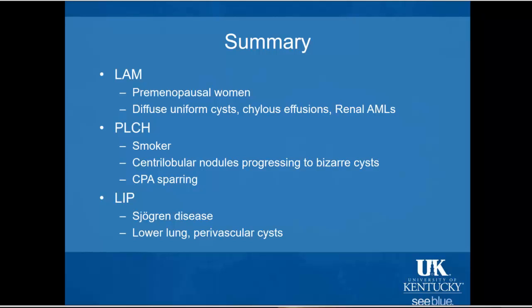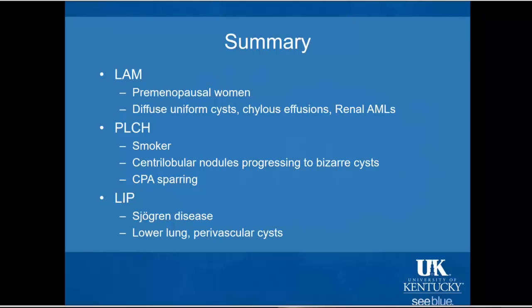And those two diseases are ones that you really, really want to be able to distinguish between. So LAM has those diffuse, uniform looking cysts, but PLCH has those upper lung predominant, bizarre looking cysts. And I find it useful to remember that in PLCH, the cysts came from cavitating nodules. And that helps to remind me that that's why they're bizarre looking, because originally there were nodules that progressively cavitated and became cysts over time.